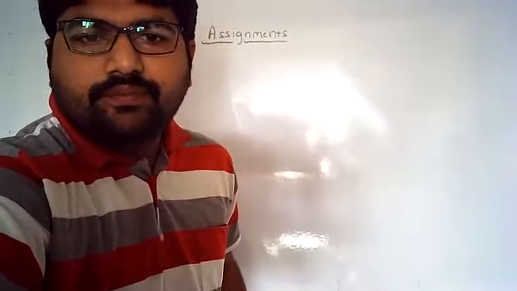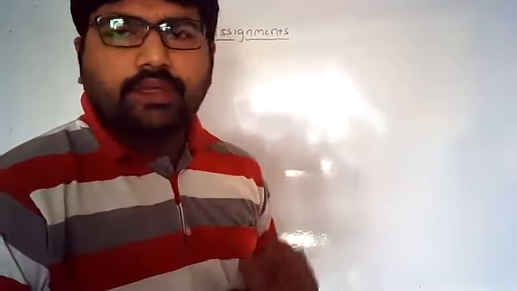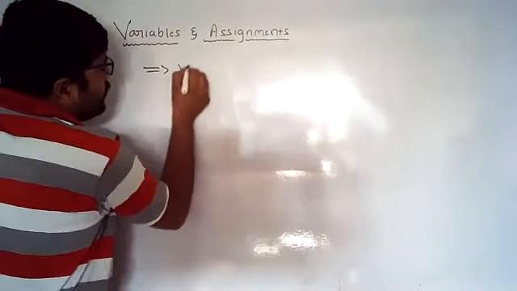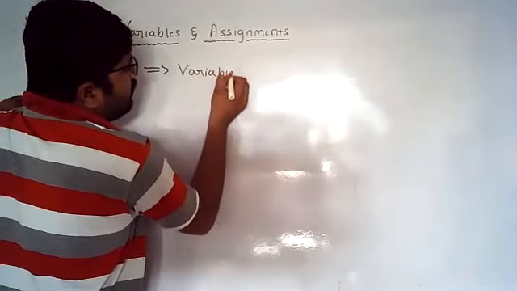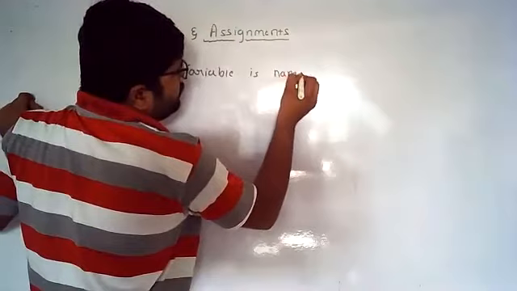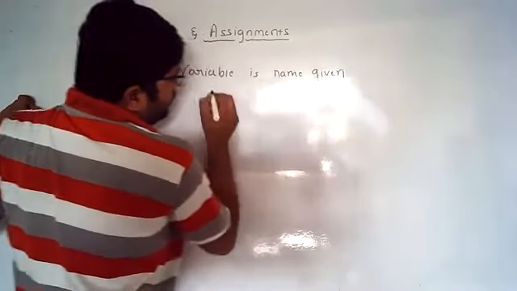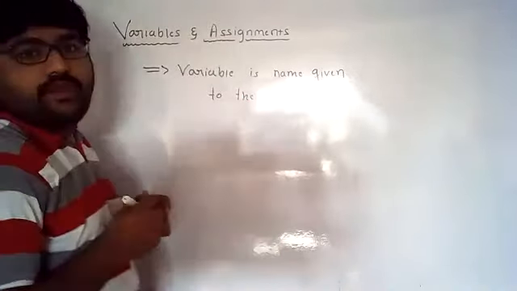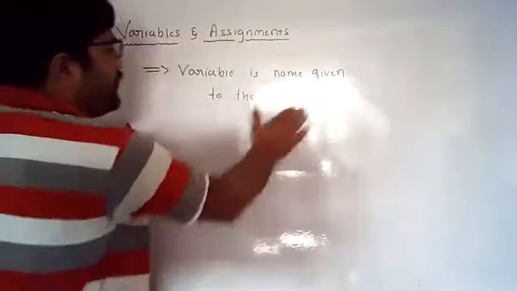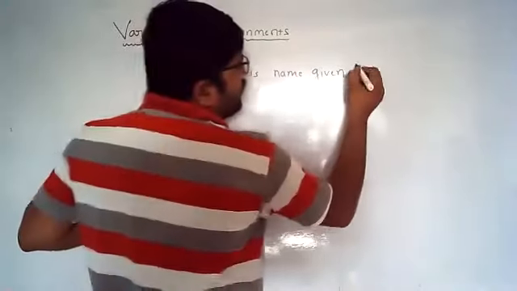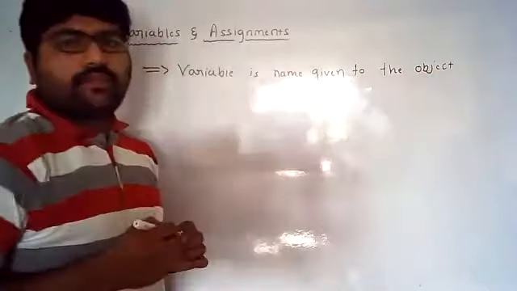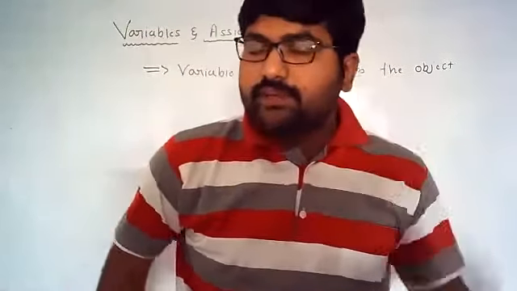One second. The definition of the variable goes like this. Variable is a name given to the object. The variable is a name given to the object. Yes, the definition is clear.